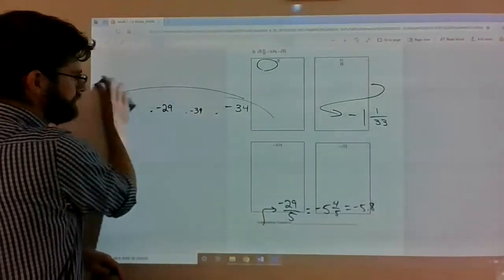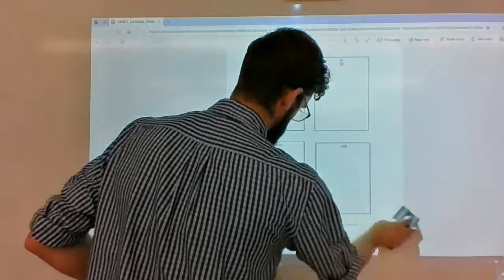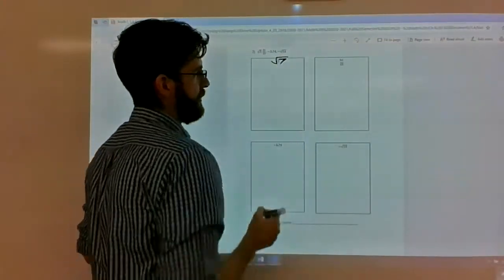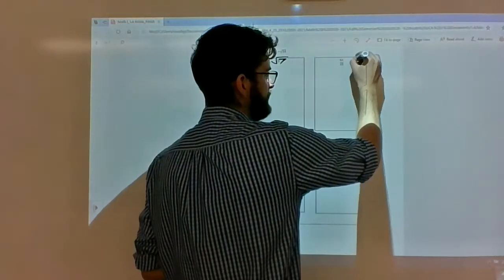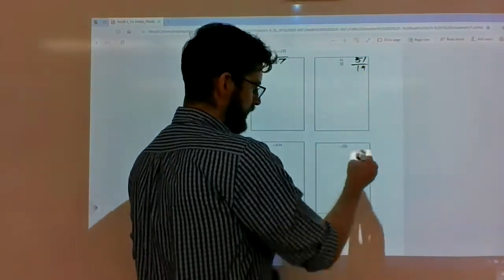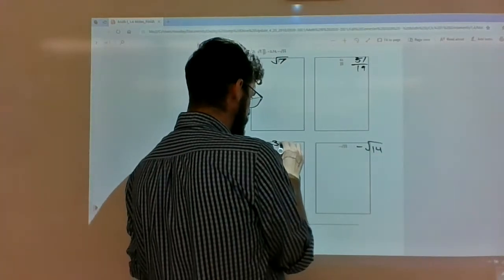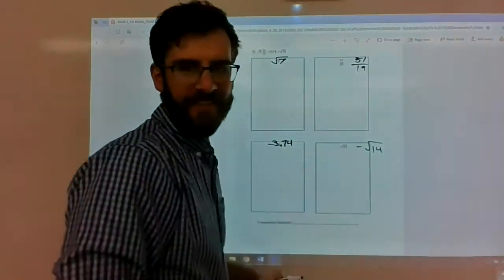Number 2, we've got root 7 in this box, 51 over 19 in this box, negative root 14 in this one, and negative 3.74 in that box.